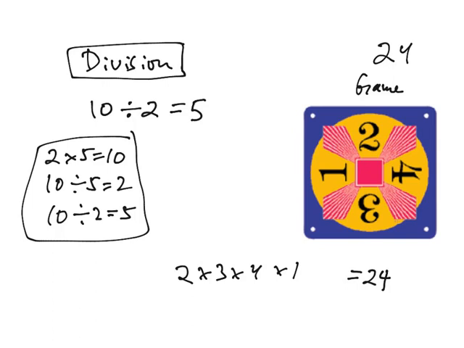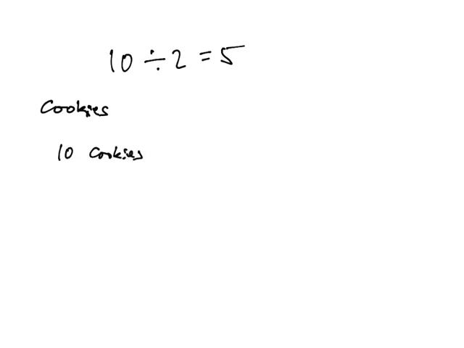Okay, I want to say a little more. I want to talk about division now. If I told you to create a division problem to model 10 divided by 2 equals 5, and I said it's got to be a division problem that involves cookies, most people would probably say you have 10 cookies and 2 kids, and you want to give each kid the same amount of cookies.